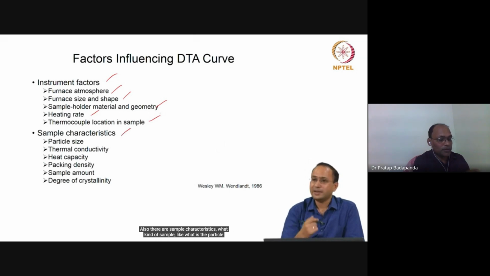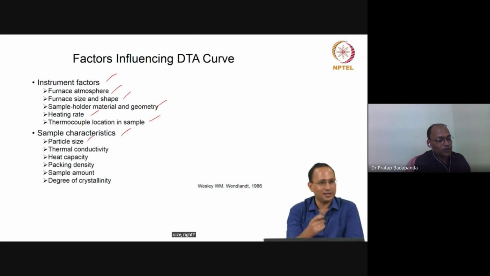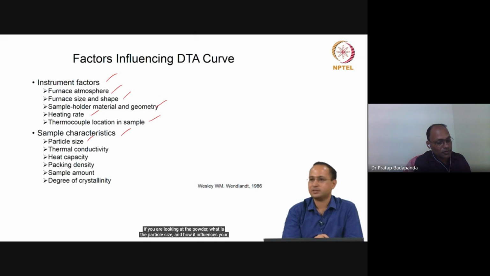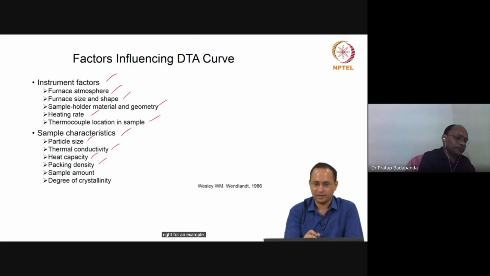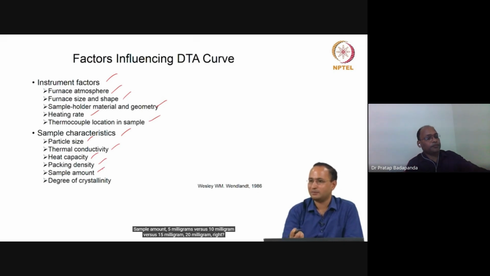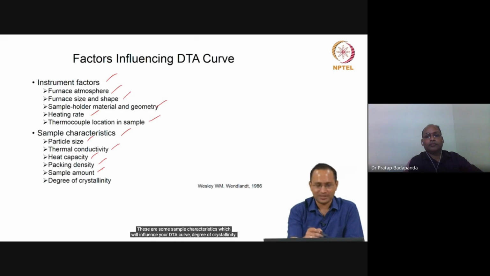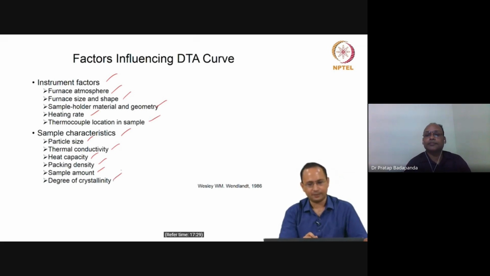Also, there are sample characteristics. What kind of sample, like what is the particle size. If you are looking at the powder, what is the particle size and how it influences your DTA curve. That is also important. Thermal conductivity, heat capacity, packing density, how well you have packed your powder. For an example, sample amount, 5 milligram versus 10 milligram versus 15 milligram, 20 milligram. These are some sample characteristics which will influence your DTA curve, degree of crystallinity.